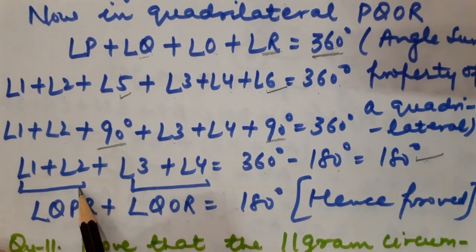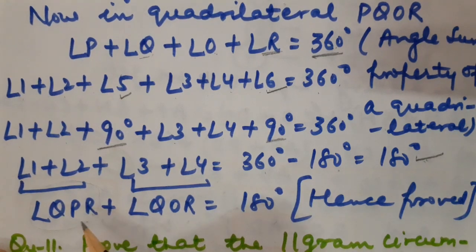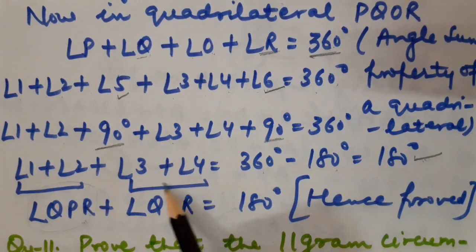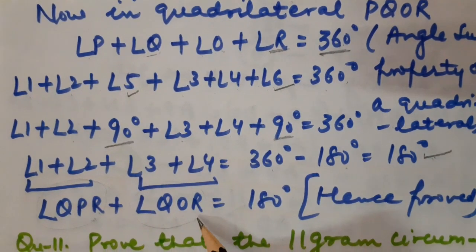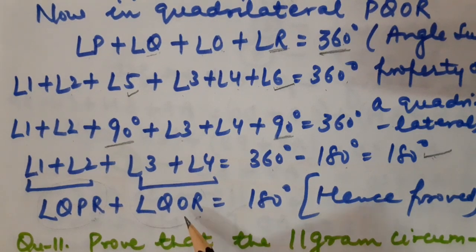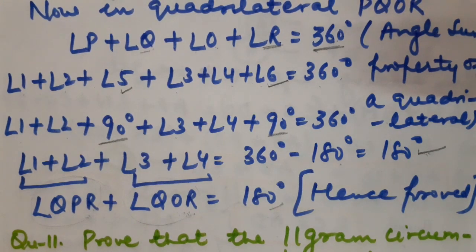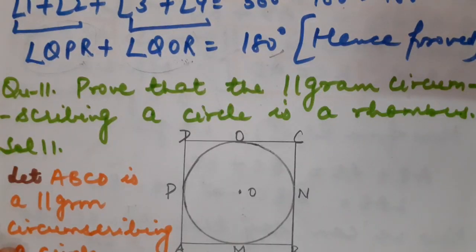Now what is angle 1 plus angle 2 actually? This is angle QPR. This is actually that very angle which is made by 2 tangents. This is that angle basically which is made between 2 tangents to a circle. Okay. Then angle 3 plus angle 4 is equal to angle QOR. And what is this angle? This is that angle which is subtended by the line segment joining the point of contact at the center. This is equal to supplementary, that is equal to 180 degree. So hence proved. Now children, let us switch to next question.